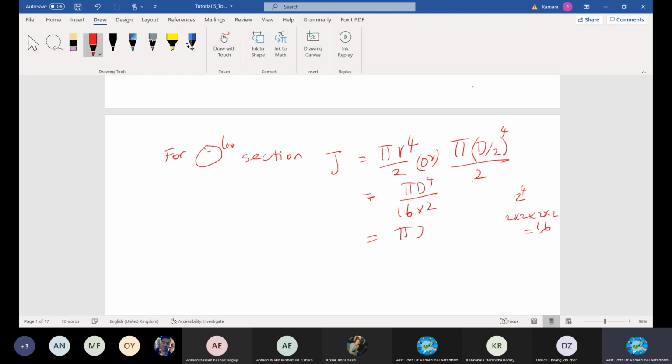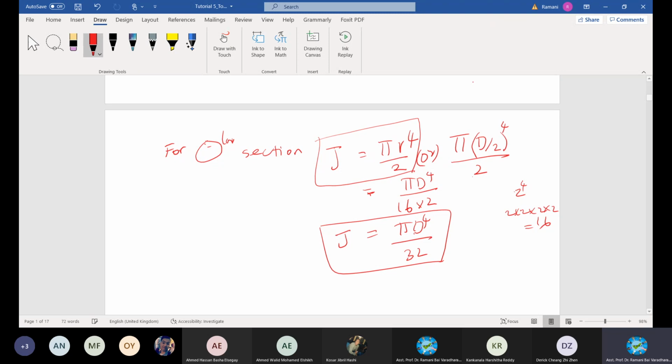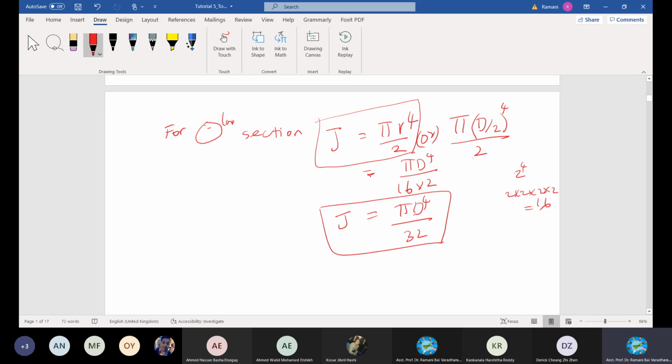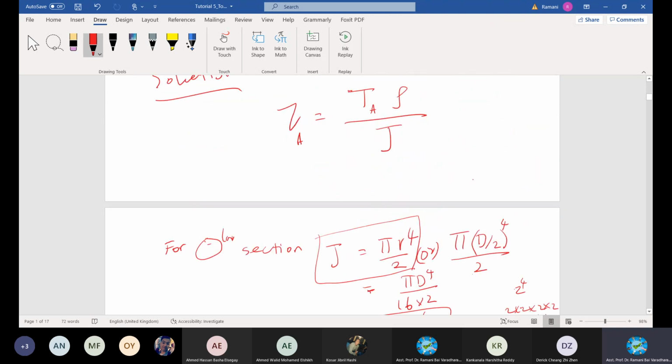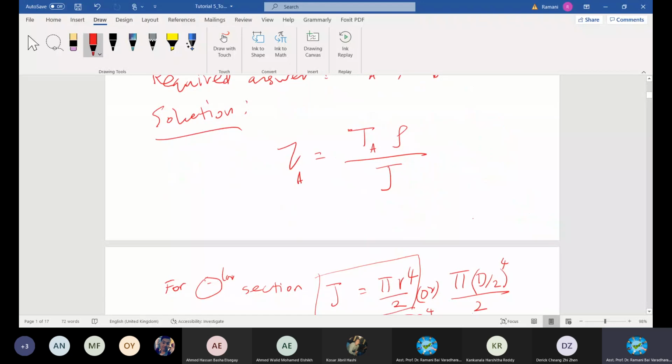So if you want to denote by diameter, it will be pi d power 4 divided by 32. You can represent it either in terms of diameter or in radius. The convenient way is radius, I make it very simple. Right. Let's substitute in this equation T equals rho over J.